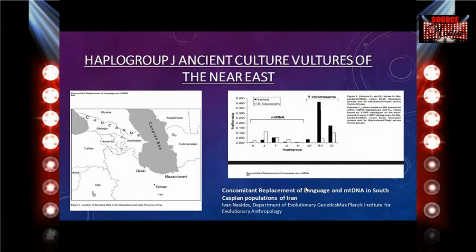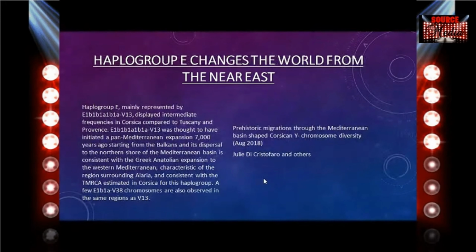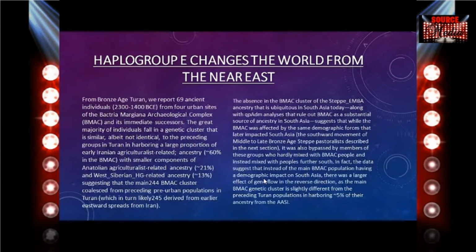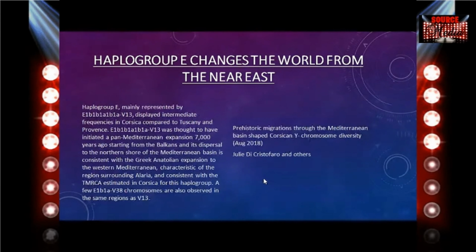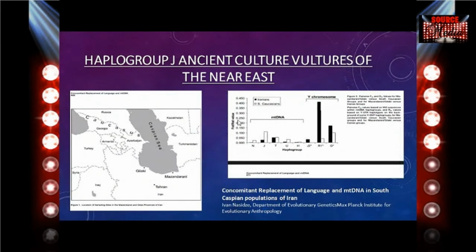This right here came from the concomitant replacement of language and mitochondrial DNA in South Caspian populations of Iran by Ivan Nasidze, the Department of Evolutionary Genetics, Max Planck Institute for Evolutionary Anthropology. In the map over here to the left, you can see the area we're talking about. Oh, my bad. I went forward. See the area they're talking about right here.